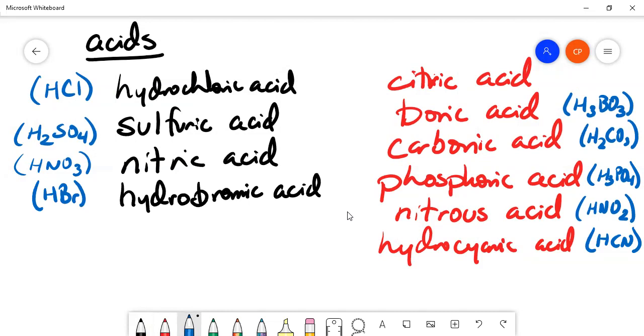Now I'm starting the left column again. And what's below bromine on the periodic table? Iodine, sure. So HI then would have what name? HCl is hydrochloric acid and HBr is hydrobromic acid. HI would be hydroiodic acid, absolutely.